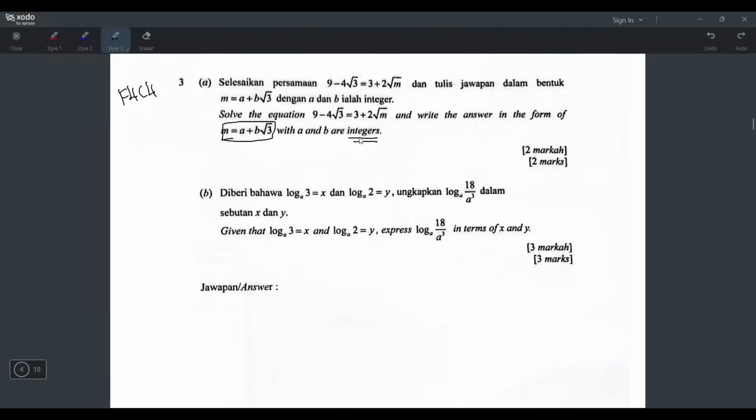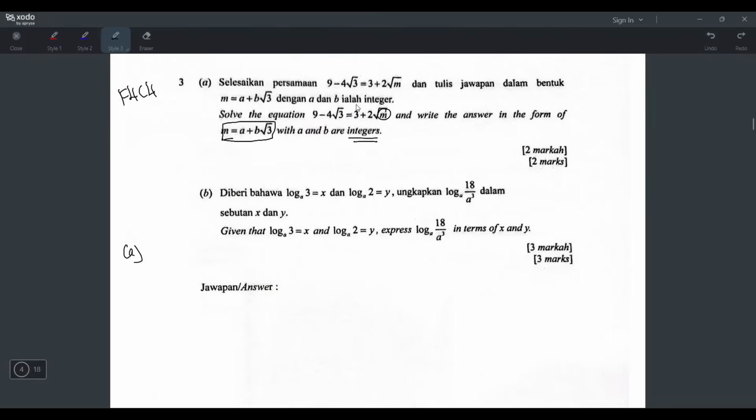Integers means the a and b value will not be a decimal, no fraction. It's just a number. But before that, what is the meaning of solve? Solve means you find the unknown. There's only one unknown inside this equation, which is m. So you will try to find m. And they already say they want your answer in this form, m equals a plus b square root 3.